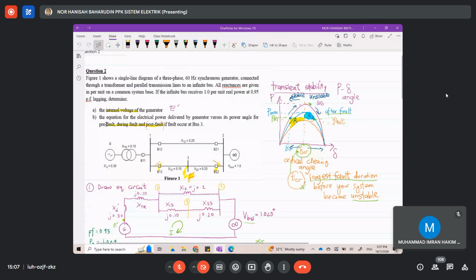And secondly, the equation for the electrical power delivered by the generator versus its power angle for pre-fault, during fault and post-fault if the fault occurs at bus 3.